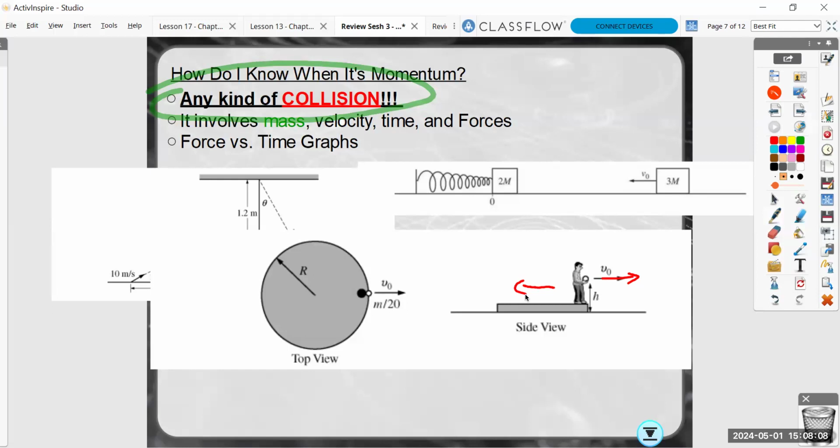Okay, that's the number one thing. With any kind of collision, the moment they collide and stick together, you should reach for momentum right away.